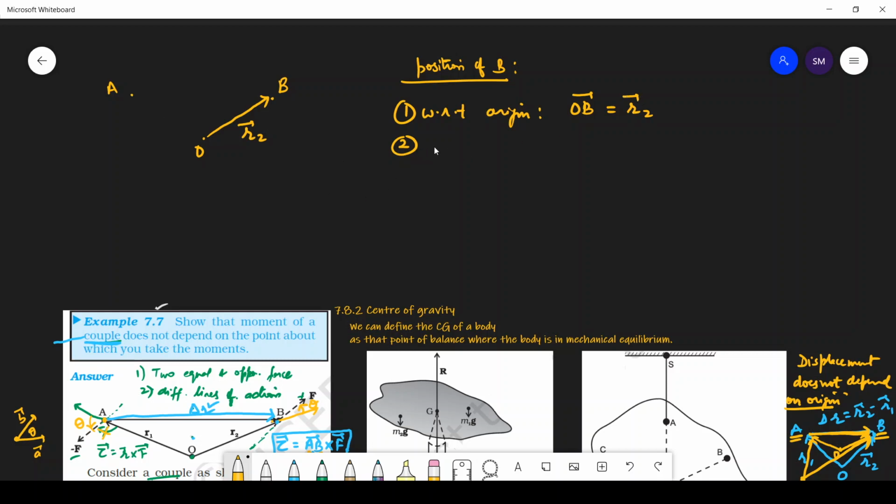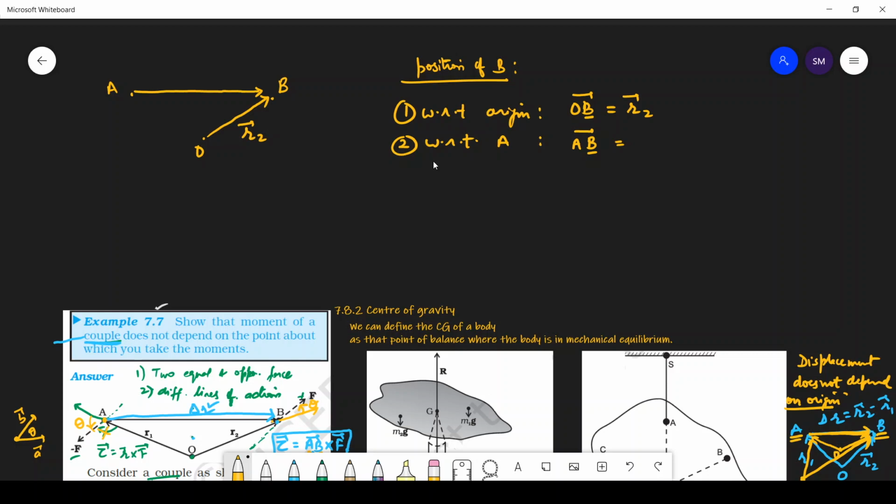Now I can tell the position of B with respect to another point, which is A. So how will I tell this position? I'm telling you the position of B with respect to A. I was reaching B from O, now I am reaching B from A.